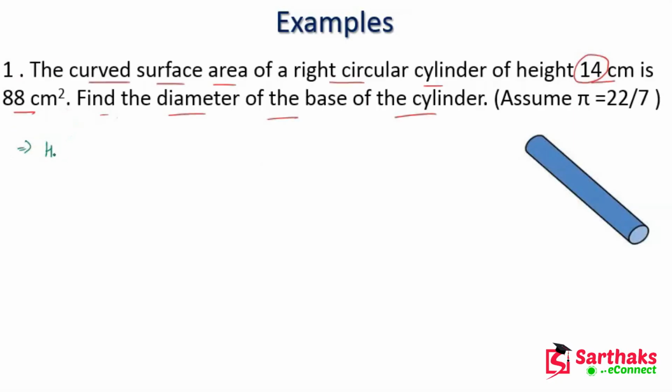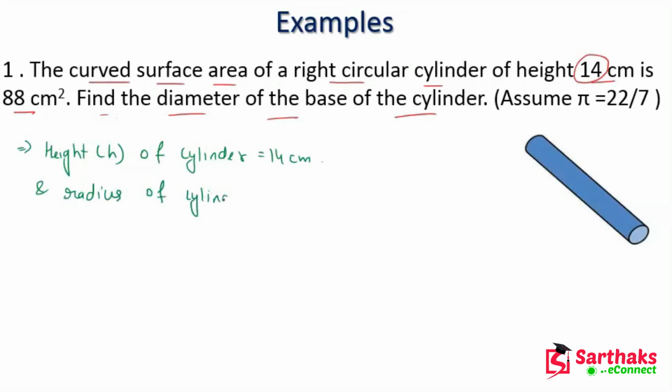Now the height h of the cylinder is 14 centimeter, and let's suppose the radius of the cylinder is r centimeter. For finding the diameter we have to find the radius, and if we multiply 2 with the radius we get the diameter. We know that diameter is equal to twice the radius.